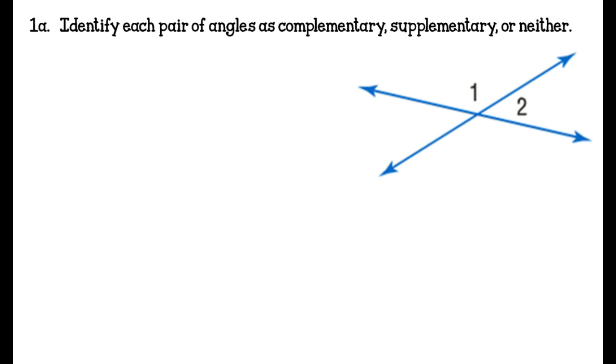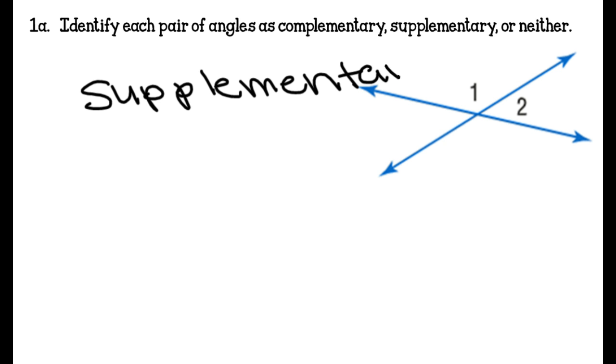Identify each pair of angles as complementary, supplementary, or neither. On 1A, angle 1 and angle 2 together create that straight line. So this is a supplementary relationship. And that is all I have to write.